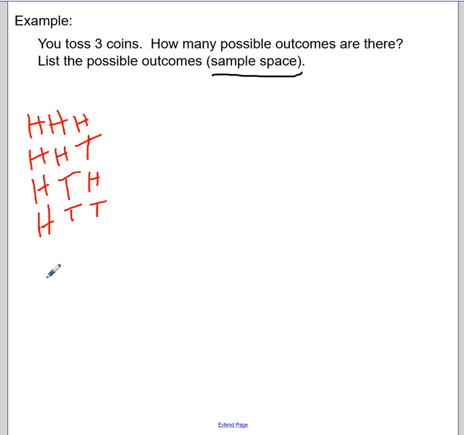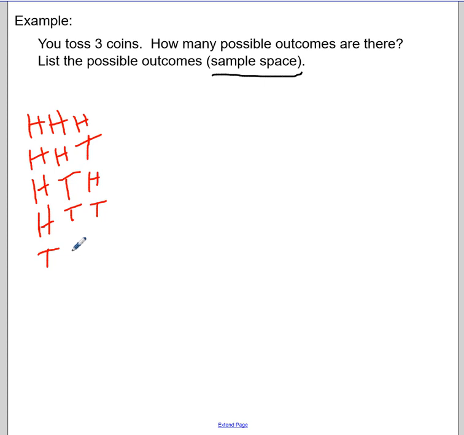Notice I'm doing what's called making an organized list. Is there any other combination that I could possibly have if I flipped a head first? No, this is it, right? If I flip a head first, it's either one of these 4 options. But what if I flipped a tail first?